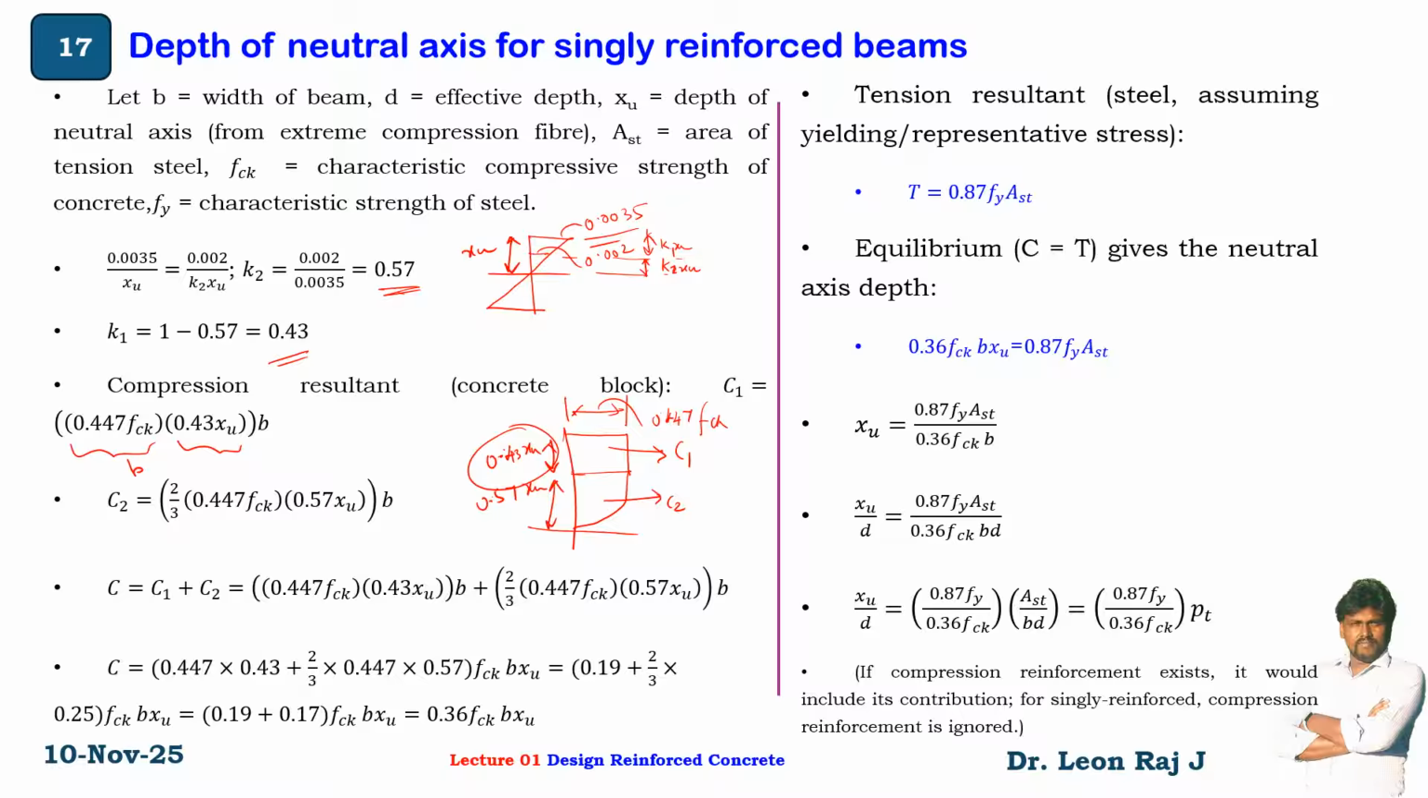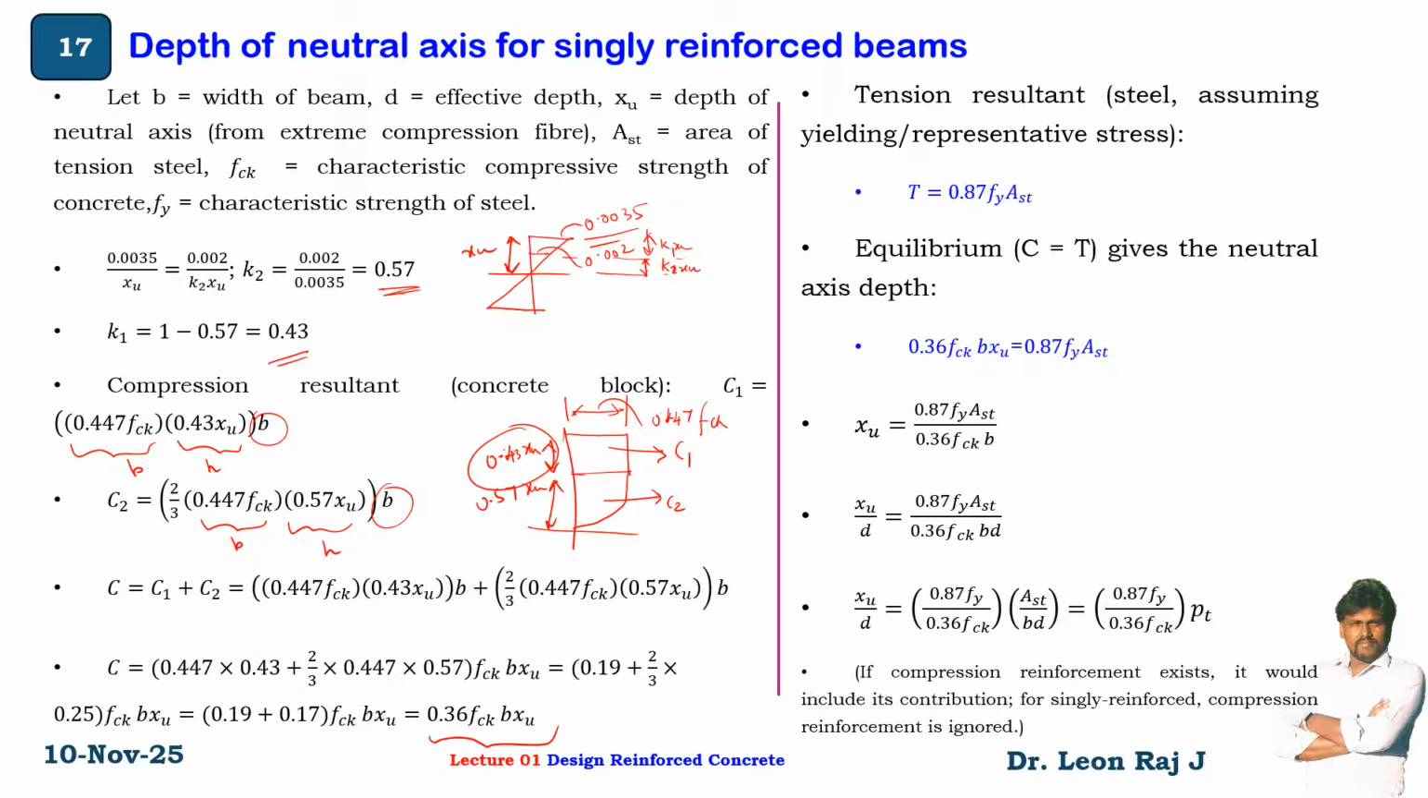So this is B, and for the parabola it is 2 by 3 base into the height. So this is height, into B. Volume is nothing but the force. So C1 and C2 we have calculated, and we will get 0.36 FCK B into XU, which is the sum of forces acting on the compression block.